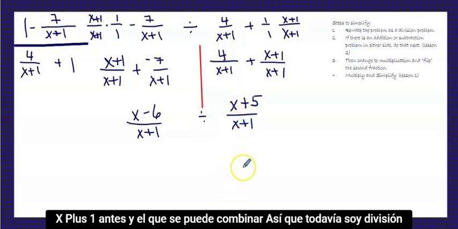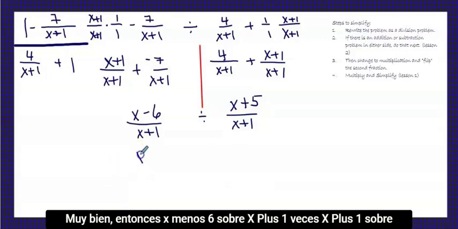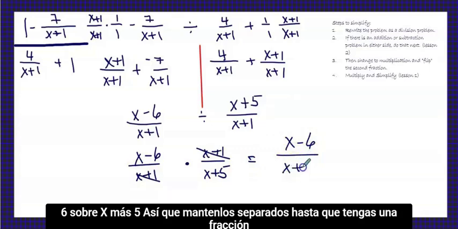So I'm still in division here. Now I need to change it to multiplication. All right, so x minus 6 over x plus 1 times x plus 1 over x plus 5. My x plus 1s can cancel, and my answer is x minus 6 over x plus 5.